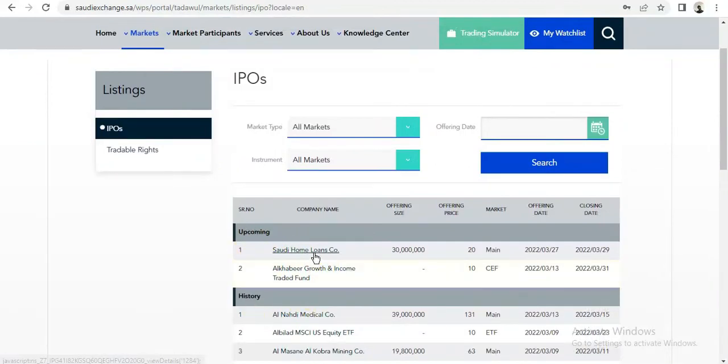Name: Saudi Home Loans, offering size 30 million, offering price is 20, market main, offering date is 27 March and closing date will be 29 March. Then Al Khabir Growth and Income Fund, which in the SNB Internet Banking is already shown. They have not mentioned the offering size, but the price is 10, market is CEF, offering date is 13 March and it will last till the end of this month, 31st March 2022.